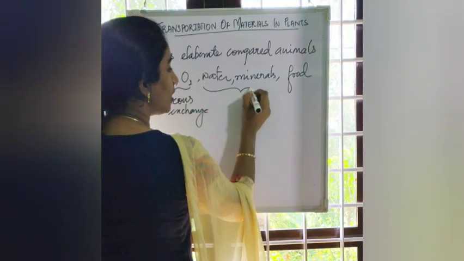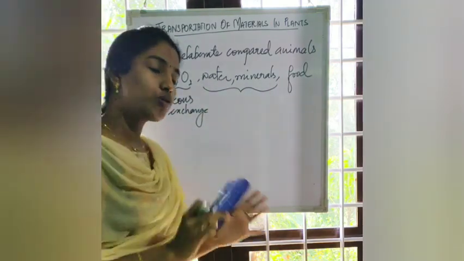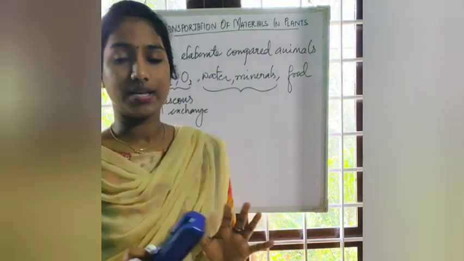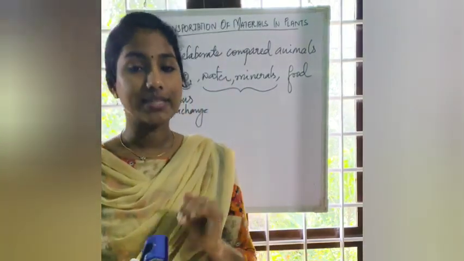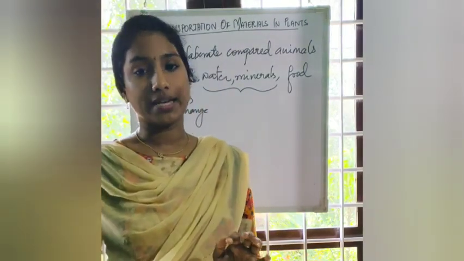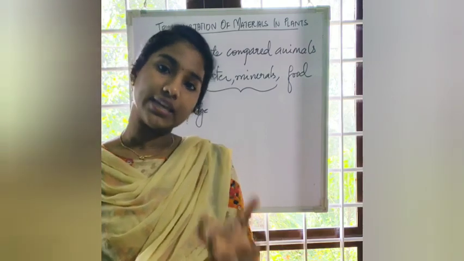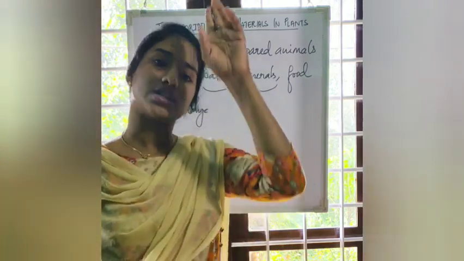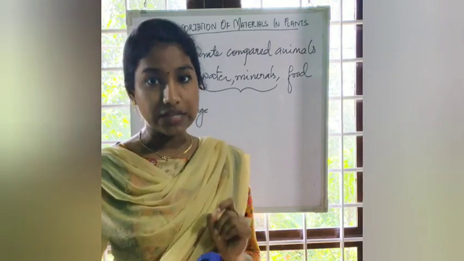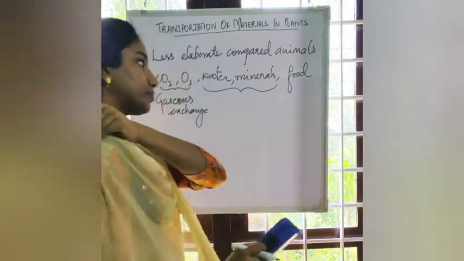What about water and minerals? Most of the water and minerals that the plant requires are present in the soil. So whichever part of the plant is in direct contact with the soil will absorb these and transport them to the part, that is the leaves, where they are required.